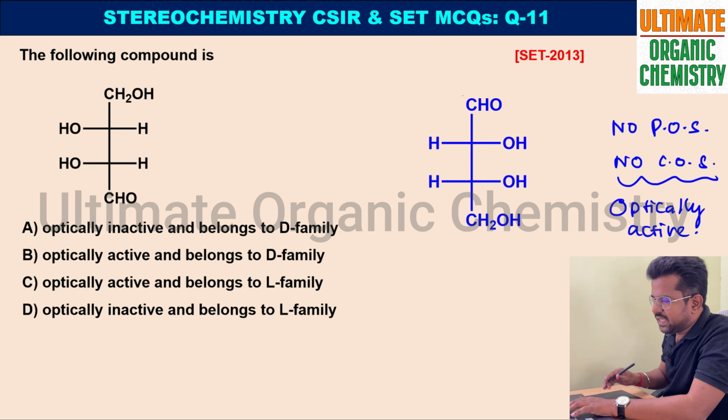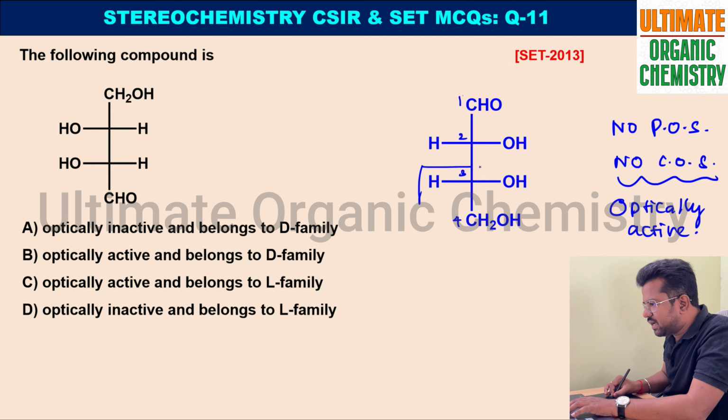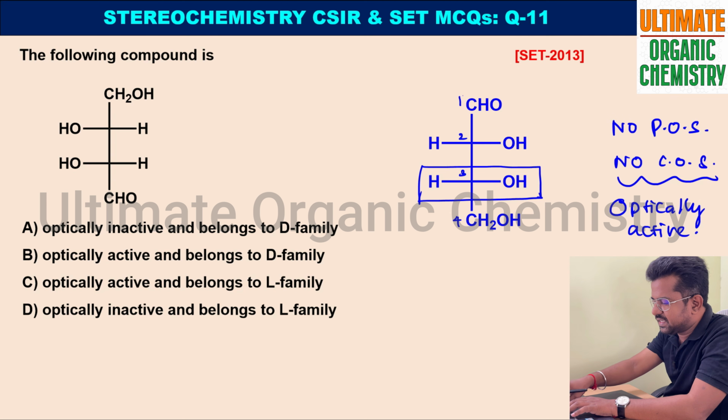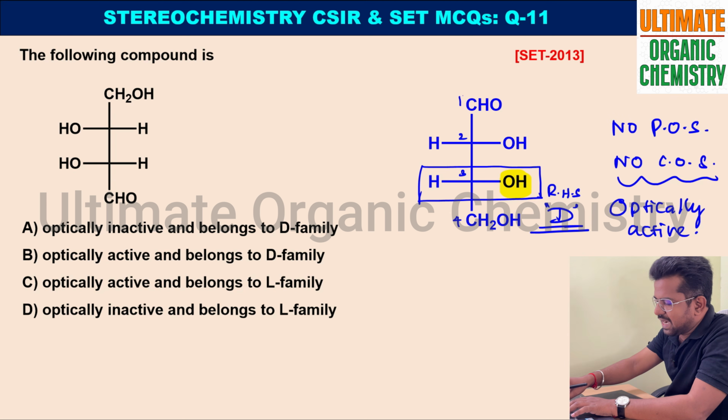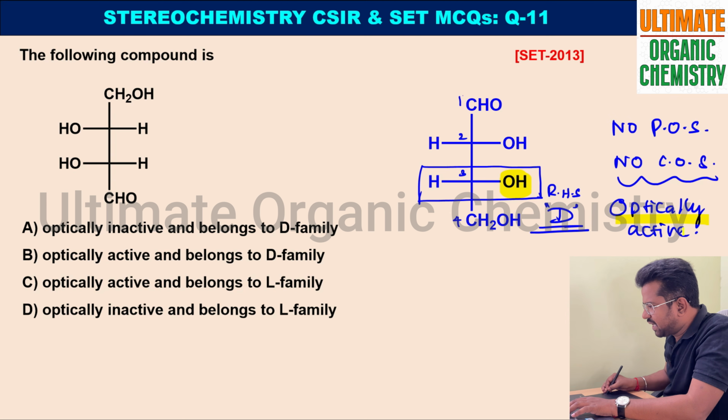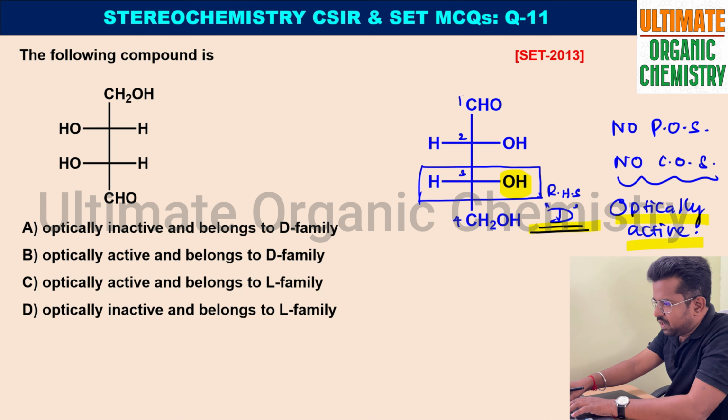Right. So now the next thing is, you need to find out whether this form is D or L. For that reason, you need to give numbering. While identifying the D or L form, you need to look at the penultimate carbon, that is the last but one. The penultimate carbon OH is present on the right hand side. If it is present on the right hand side, then the form is called D form. So the answer is, this compound is optically active, and also it has D form. Right answer is option B.